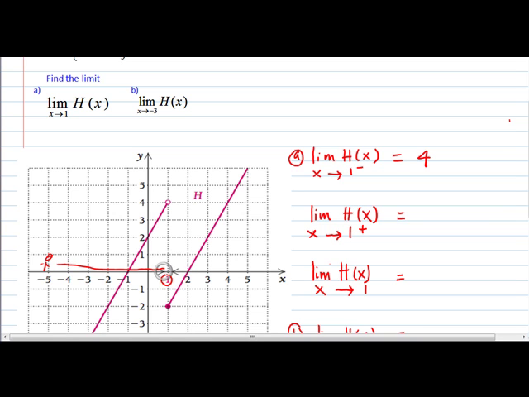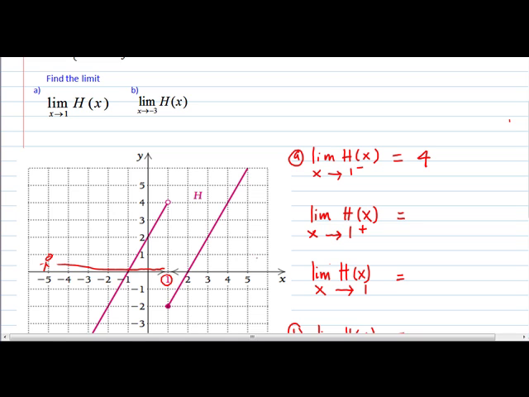Now I would not look down to read this value, because when I walk very close to 1 from the left, this line here is my domain. It's dominated by my view. So therefore I look up. When I walk toward 1 from the left, my function is up here, not down here. So therefore I read 4.